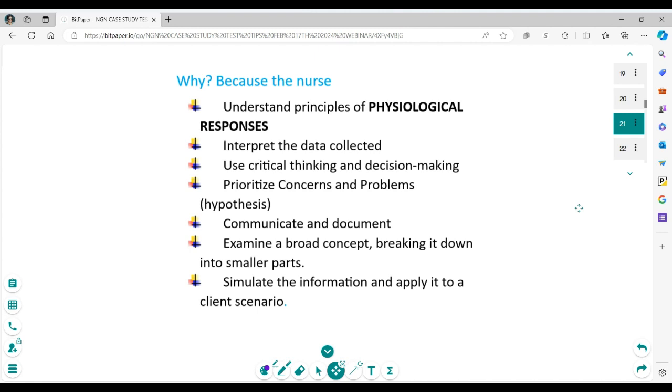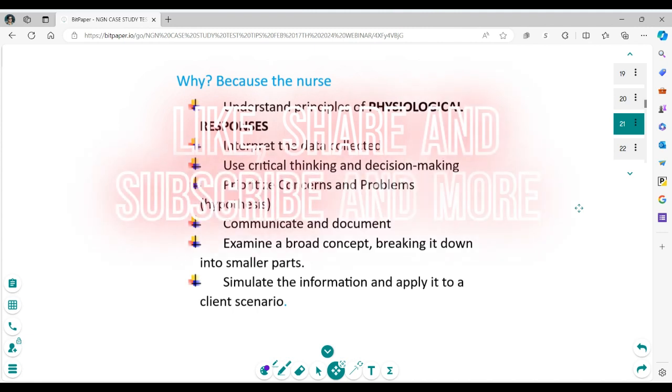Communicate and document. You have to be able to communicate those clinical findings to the providers so we can make adjustments and treatments for those problems, or maybe prevent a potential problem, and go back and document that into your nursing notes. You have to examine a broad concept, break it down into smaller parts, and you have to simulate the information, kind of play it over in your mind, picture it, and apply it to a client scenario.